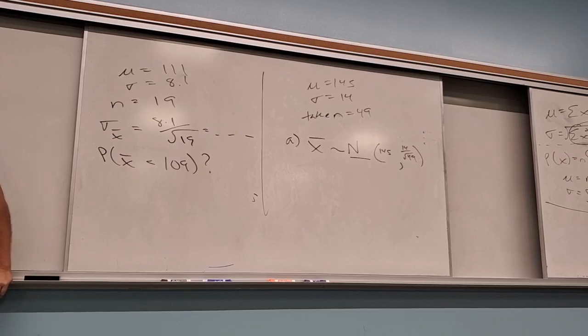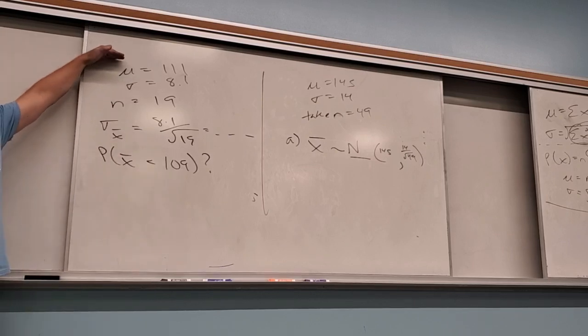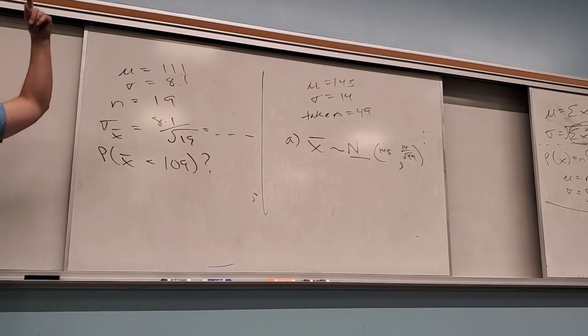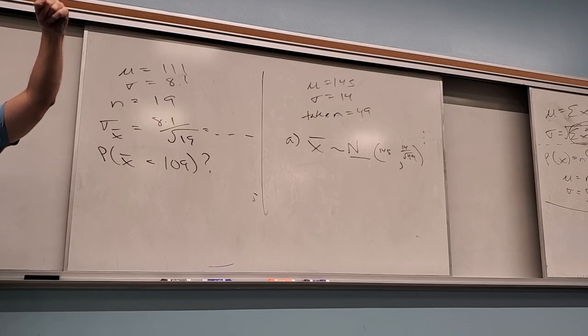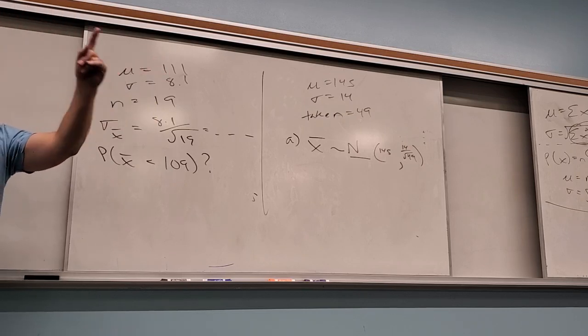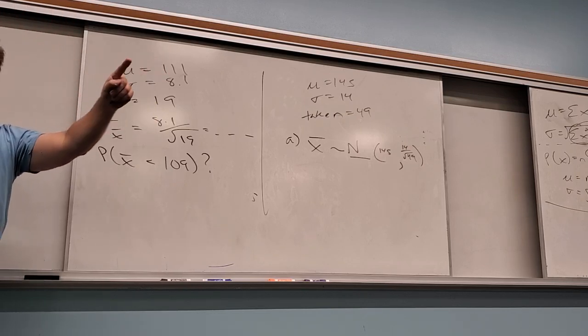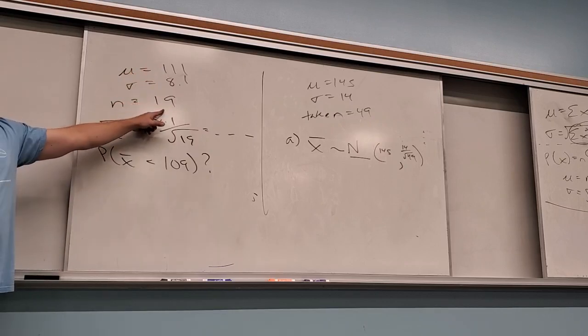I love this question. Why is the answer no? Because you only took 19 for the sample. Did I tell you how this was distributed? No. Does the sample size save me? If I don't tell you it's normally distributed, what saves me? If the sample size is bigger than, what is the sample size?